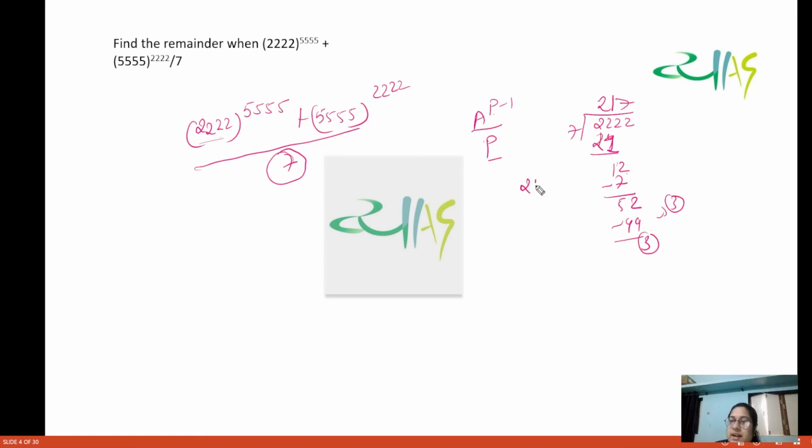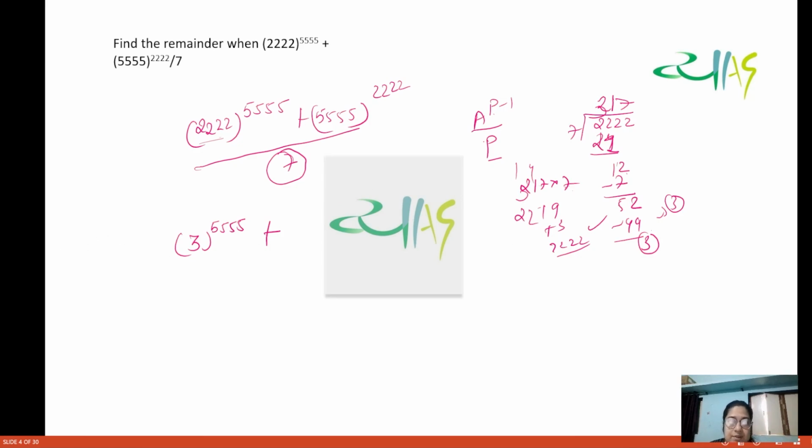Be very confident, double check whether this is the remainder, because 7 7s are 49, then you have 3, 7 threes are 21, 22, and when you add 3 to it, this becomes 2222. So you have 3 to the power 5555 plus 5555 divided by 7.